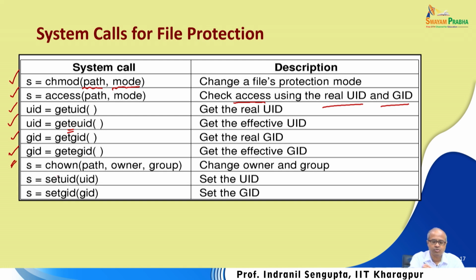You can change the owner of a file, specify the path of a file, specify the owner and specify also the group, what will be the group of the file. So, you can do this provided you have access. Normally, the super user or the root privilege users will be allowed to do this for any file, or you can change the UID or the group ID of a file. You can also change these things.